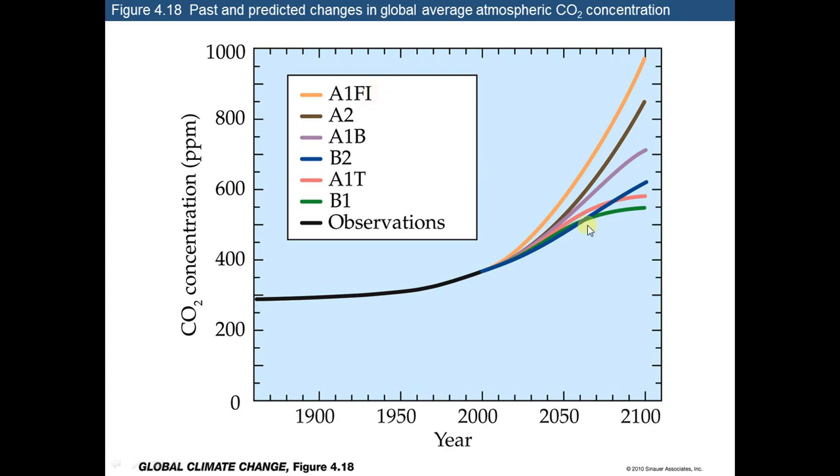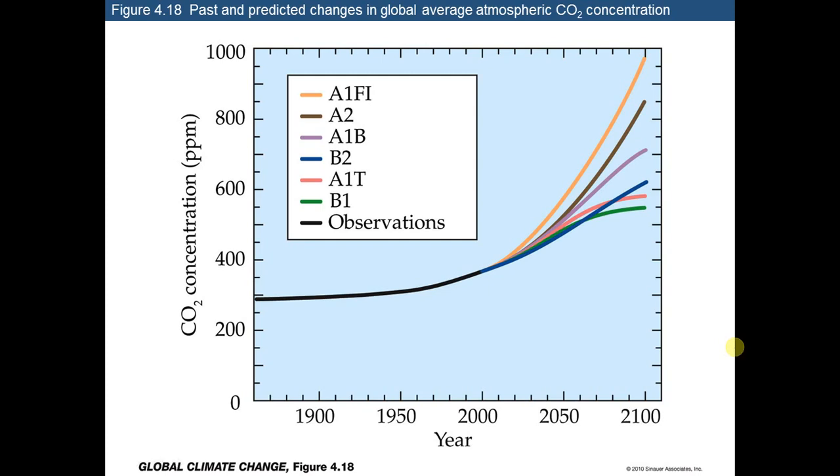The best case is that we stabilize CO2 concentrations at 550 parts per million in 2100, and that is what the B1 emission scenario projects. Best case scenario. By the way, A1T is also a really good scenario. It really shows how technology saves us, and we level off CO2 concentrations at just under 600 parts per million by 2100. So you see a range in these different emission scenarios.